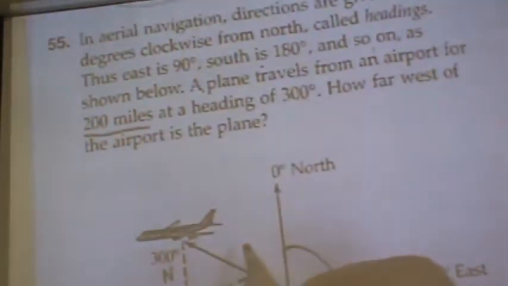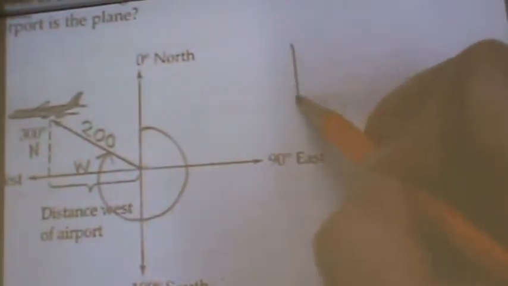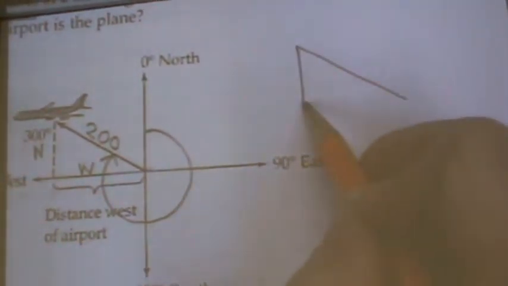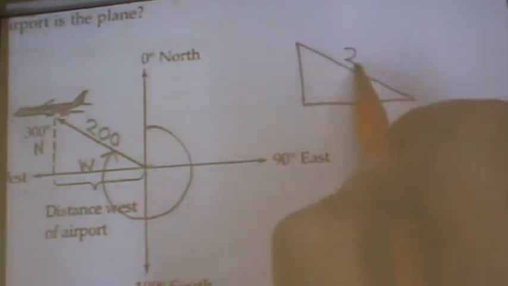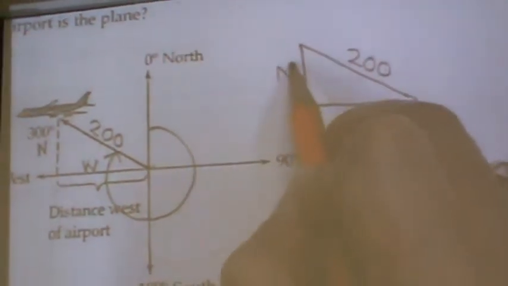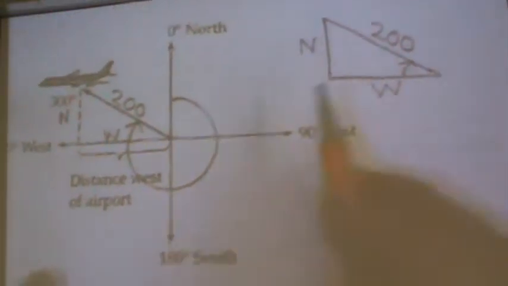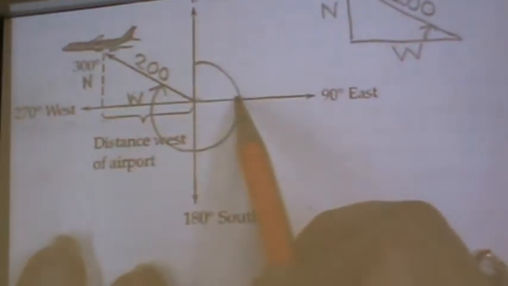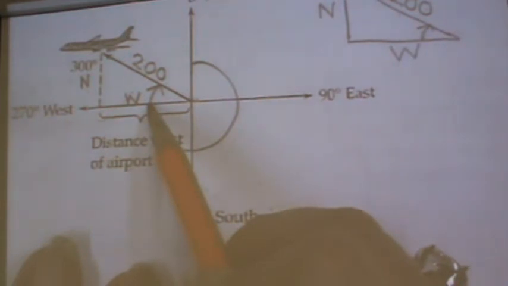So the plane, it says that it went 200 miles. So your hypotenuse is 200. So can you tell me what this angle is? We see a little triangle right here. I need this angle. I know that this is 200. That would be north, and that would be west. How do you figure out this angle right here? If from here to here is 90, and this is 90, and this is 90, what's 3 of these? 270.